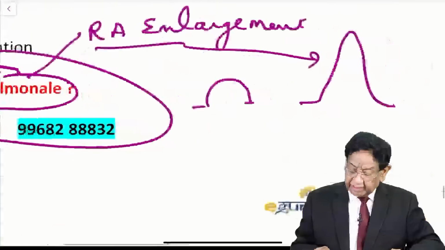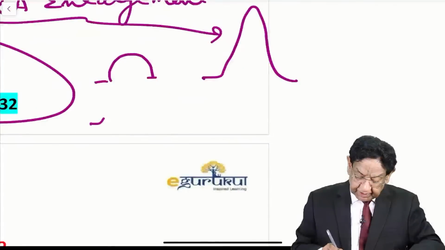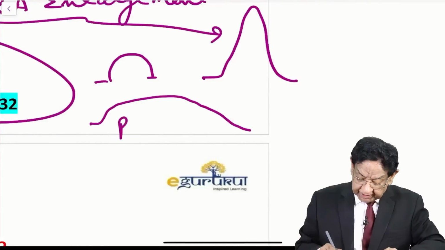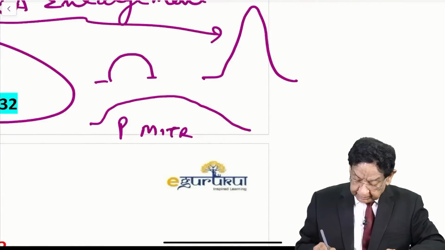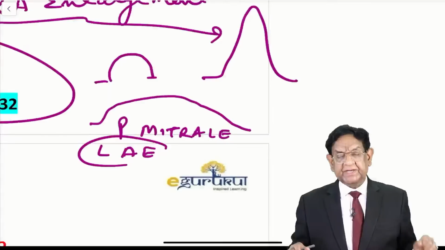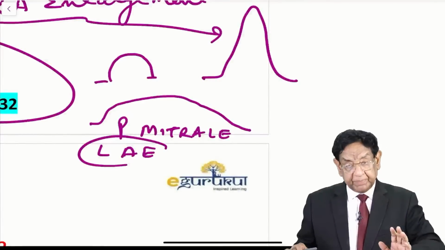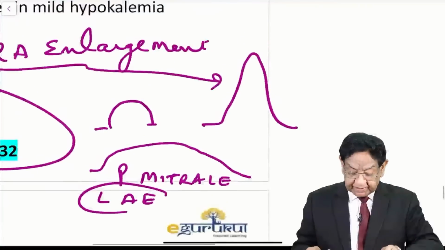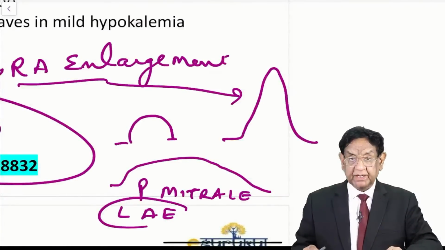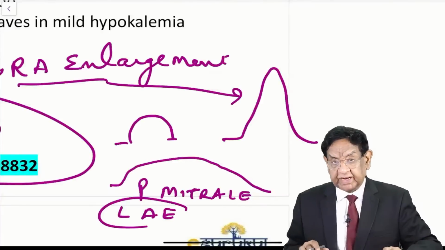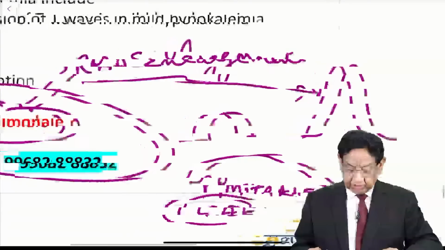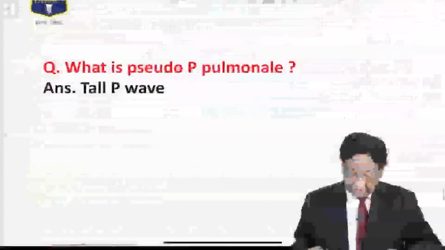Just to add to your knowledge, if you are getting a wide P wave like this, height normal, wide P wave, we call it P mitral. This you get in left atrial enlargement. In left atrial enlargement you get P mitral, a wide P wave, and a tall P wave in right atrial enlargement is called P pulmonale. But in case of hypokalemia, repeating a second time, this is not right atrial enlargement, so we call it pseudo P pulmonale, a tall P wave.